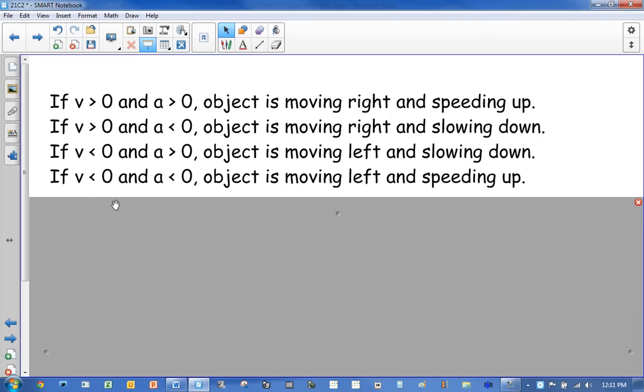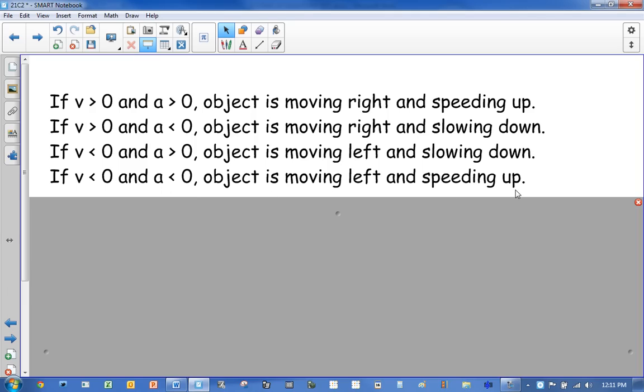Okay? And if I think of it this way, the last possibility, if the velocity is less than 0, meaning that it's moving left, and the acceleration is less than 0, that means that the velocities are decreasing, meaning they're getting more and more negative. That means that the object is moving left and it is speeding up.